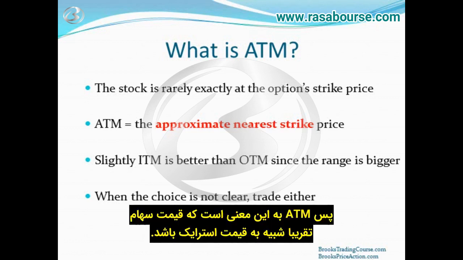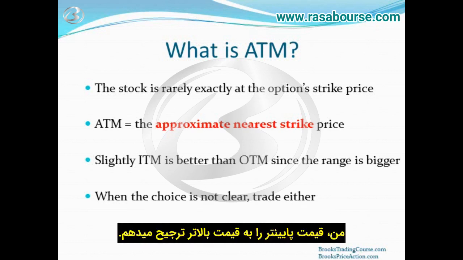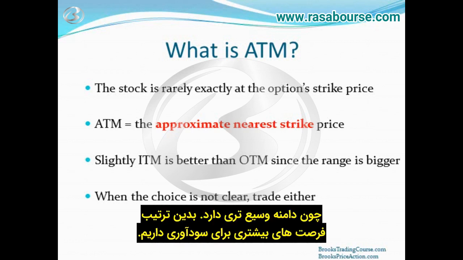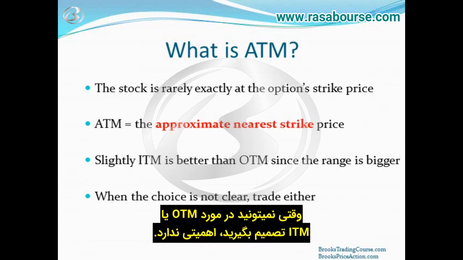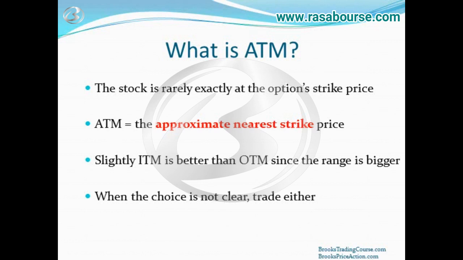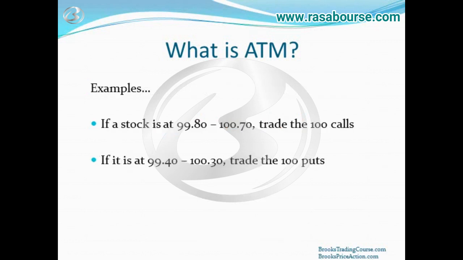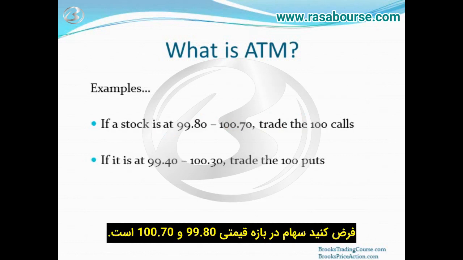Okay, so at the money to me is the approximate nearest strike price to the underlying. I prefer slightly in the money to out of the money because the in the money option will have a broader range than the out of the money option, and that gives me more opportunity for profit. When you can't decide in the money or out of the money, it doesn't matter. Just choose either. An example: let's say a stock is at somewhere in the range between 99.80 and 100.70.